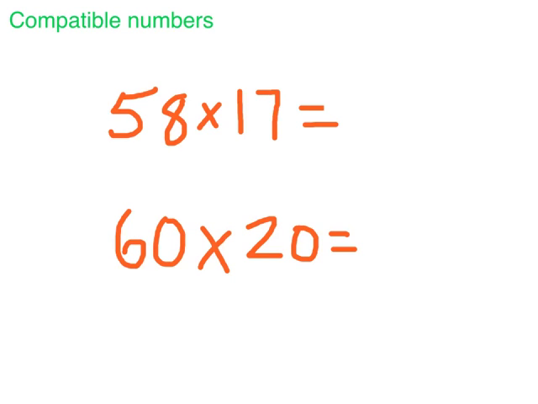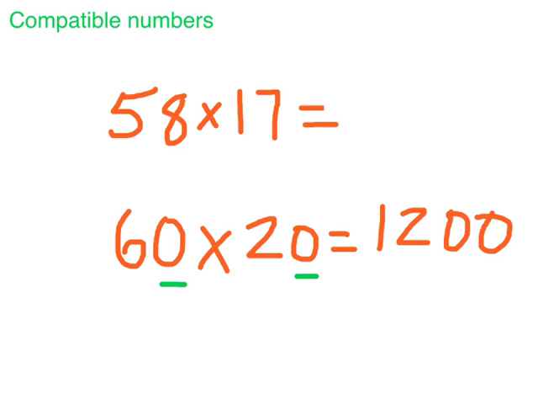So remember that we're going to first ignore the zeros, and we're just going to simply multiply 6 times 2, which is 12. Next, we're going to look at how many zeros we have in our numbers in the problem, and there are 2. So we're simply going to add those 2 zeros to the end. So our estimate for 58 times 17 is 1200.